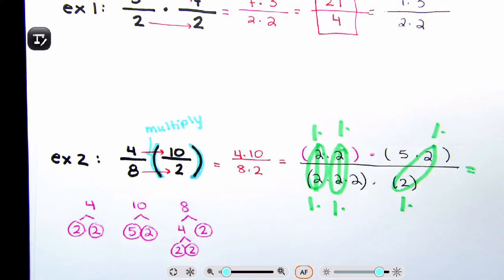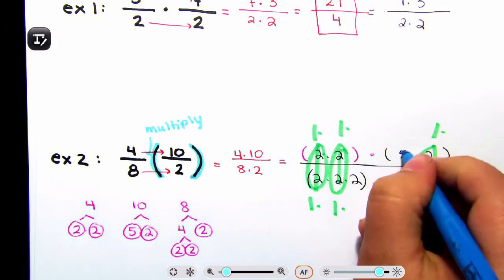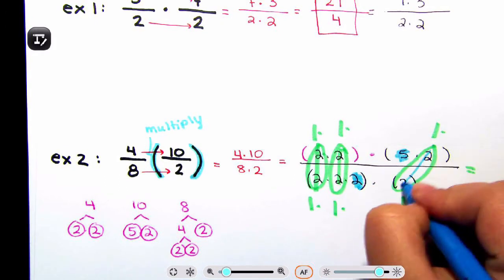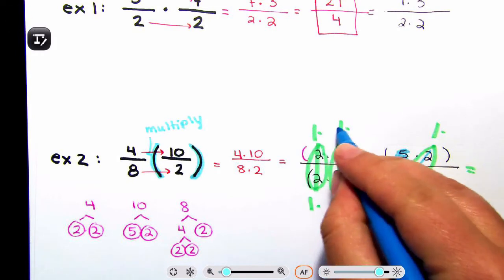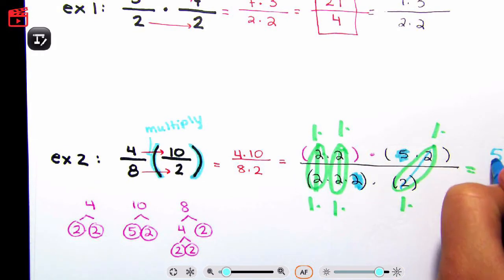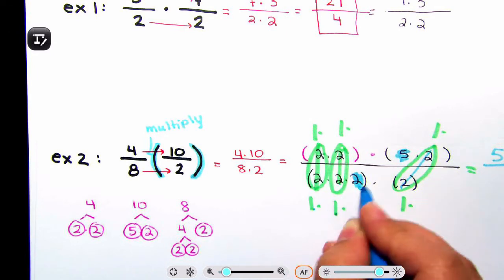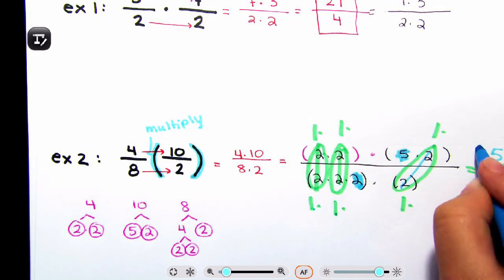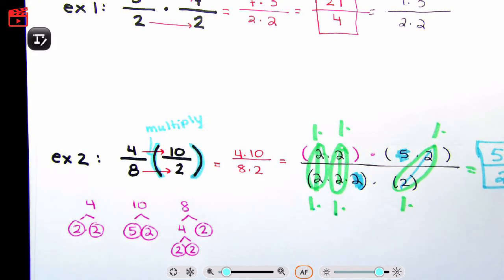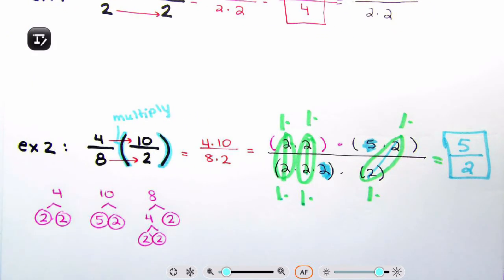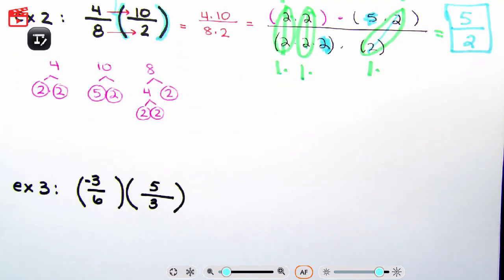So what is left over? I have a 5 left over. I have a 2 left over. Everything else went away. Those cancel out. So I have 1 times 1 times 5 times 1. That is 5. 2 times 2 goes away. So I have 1 times 1 times 2 times 1. That means 2. And this is my simplified answer. Sometimes using prime factorization before you get your final answer helps. Let's do the next one.